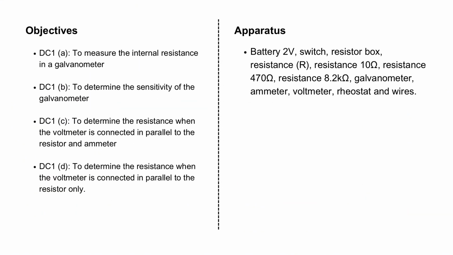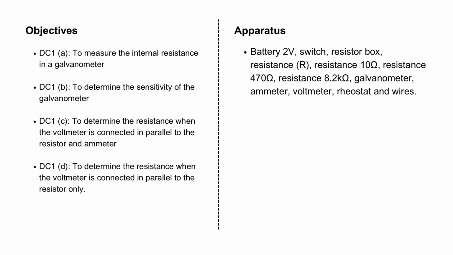This experiment is divided into 4 parts: A, B, C and D. The first one, DC1A, is to measure the internal resistance of a galvanometer. Part B is to determine the sensitivity of the galvanometer, while part C is to determine the resistance when the voltmeter is connected in parallel to the resistor and ammeter, and last but not least, part D is to determine the resistance when the voltmeter is connected in parallel to the resistor only.